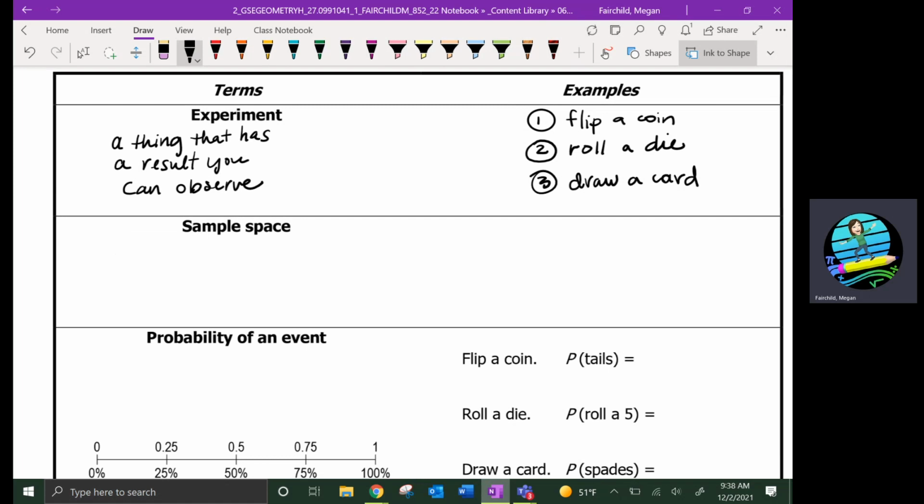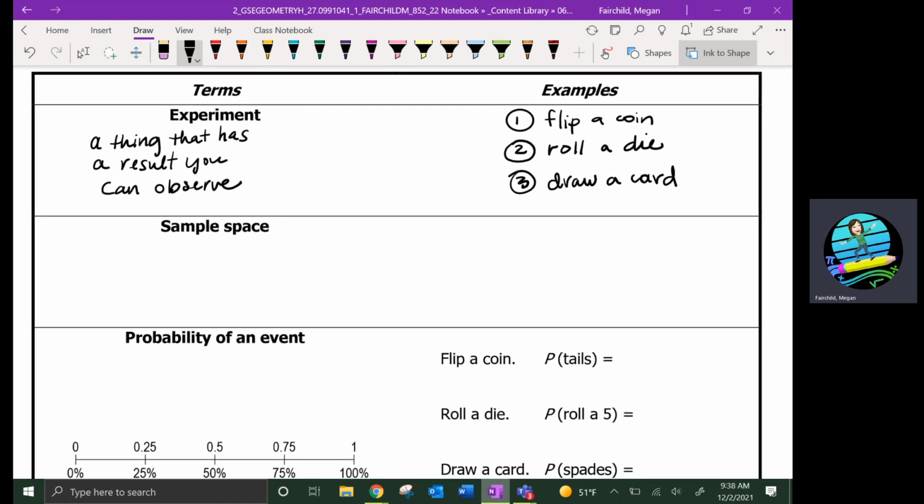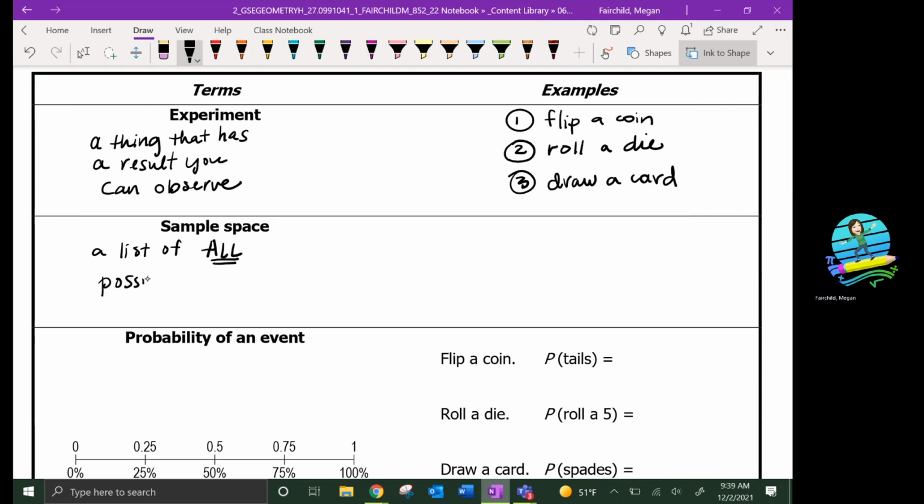When they ask you for a sample space, it is a list of all possible outcomes. I'm going to pause in just a second so you can finish typing.